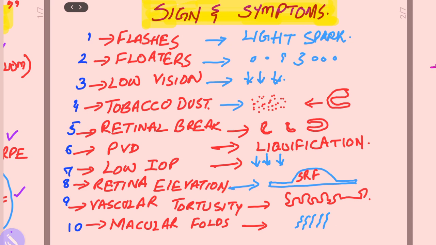Now the signs and symptoms that you commonly observe are flashes of light, which are a light spark or lightning feeling that appears in front of the eye. There can be floaters. Floaters are due to cobwebs, small bubbles, small threads, any tortuous debris present in front of the eye or in the jelly vitreous. Low vision is very common in these cases. This is due to macular involvement from the retinal elevation.